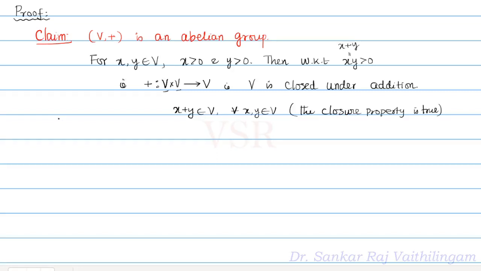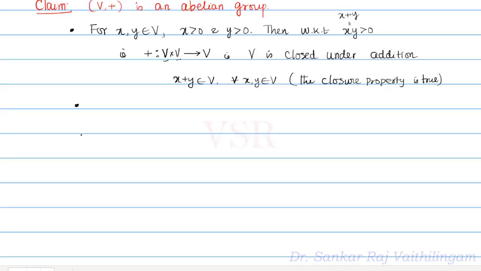Next we need to go for the second point, the additive identity. Additive identity means we need to find an e such that x plus e is equal to x. Let us work it out roughly. We need x plus y equal to x, and we need to find this y. So x into y equals x. Then y must be equal to 1.